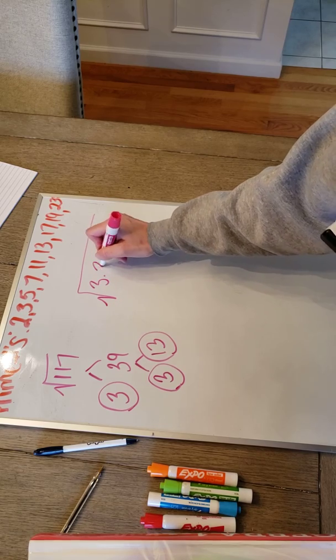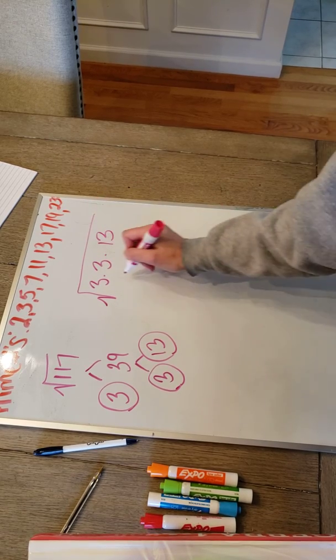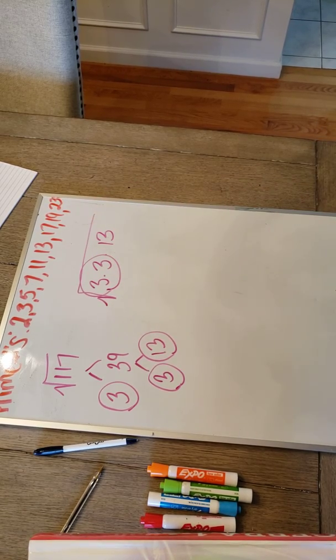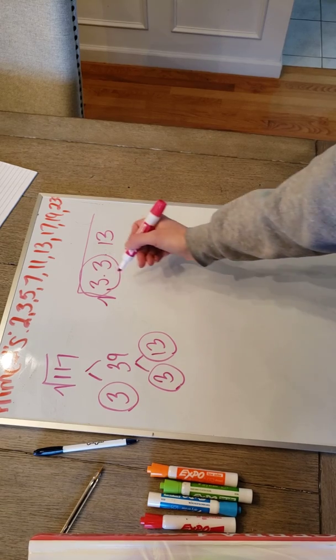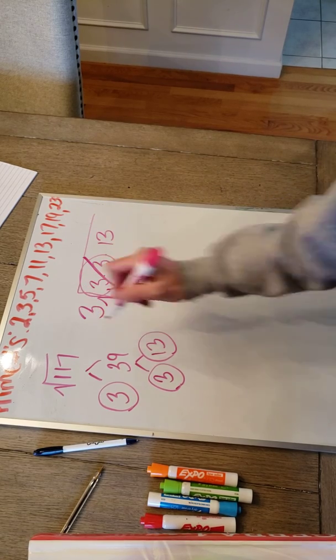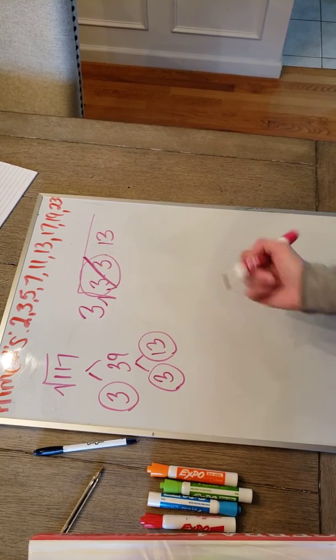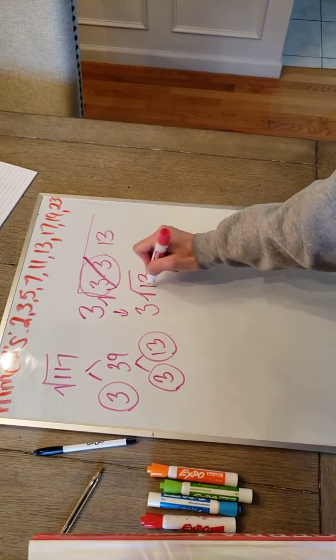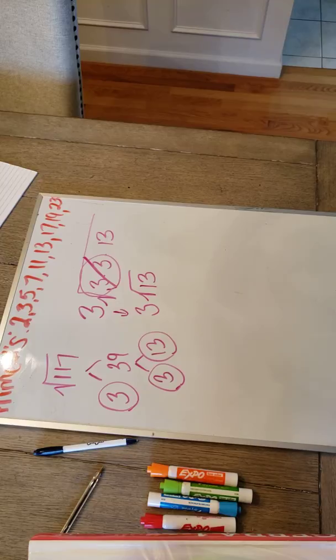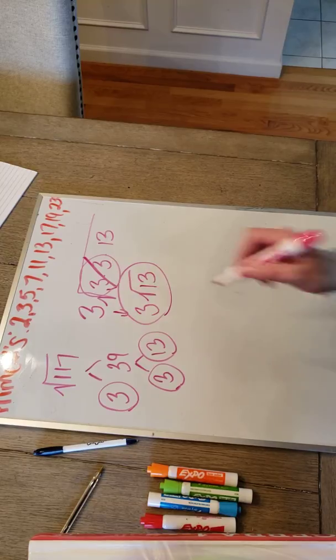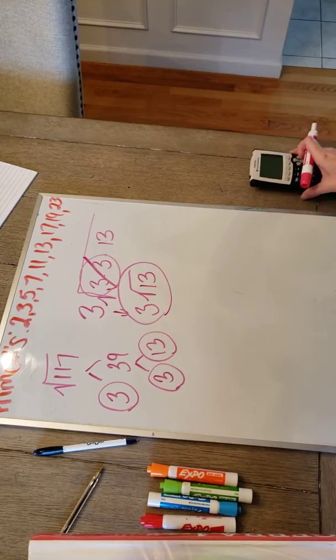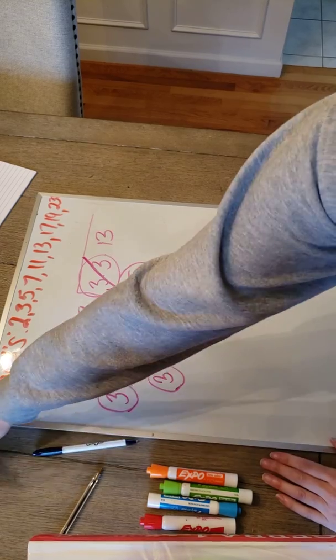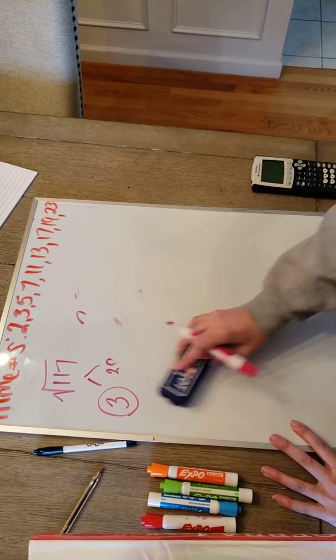So put them under your radical. Circle your pairs. At this point, you should know when you have a circle, cross it off, and one of the numbers comes out. In this case, we have a 3 on the outside, a 13 on the inside, or under the radical, and this is my answer. You can always check it to make sure you are right.